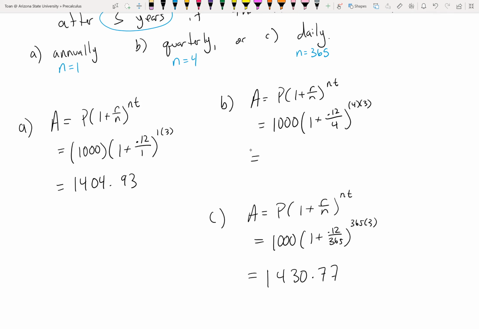I guess I typed in the wrong thing. That should be $1,425.76. So I guess the hard part about these types of questions is to make sure you type in the calculator correctly. So that's all compound interest is. It's just breaking apart the regular interest rate into smaller pieces, but you make the time longer.